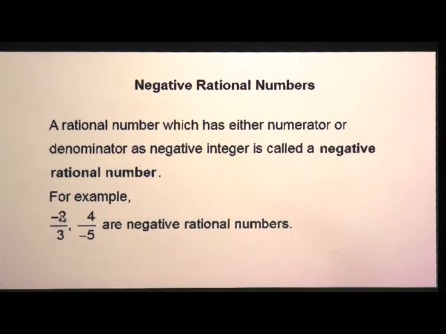For example, one negative integer may be in the numerator or it may be in the denominator. Here we have a negative integer in the numerator as -2 upon 3. Here we have another example, 4 upon -5, with a negative integer in the denominator. So, one may be a negative integer in the numerator or in the denominator. In this way we can say these given rational numbers are negative rational numbers.